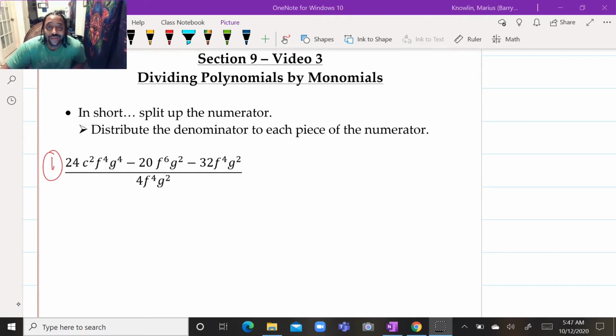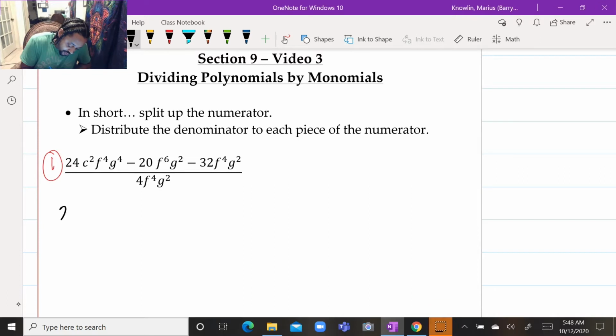Today's lesson is going to be about dividing polynomials by monomials. Simply put, we're going to follow the instructions on the screen: split up the numerator and then divide each part of the numerator by the denominator. So this is how it's going to look.